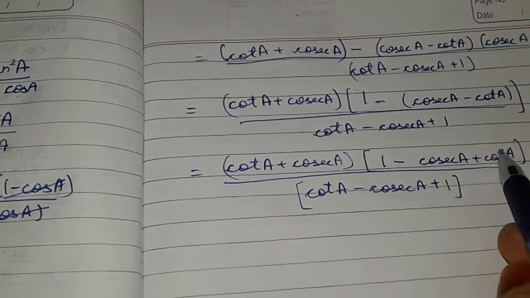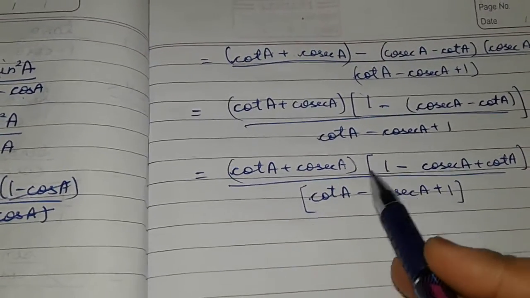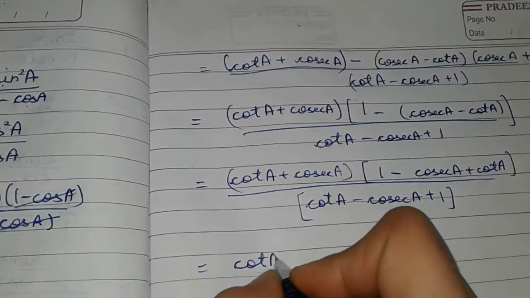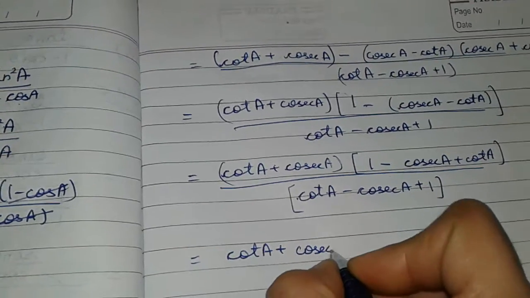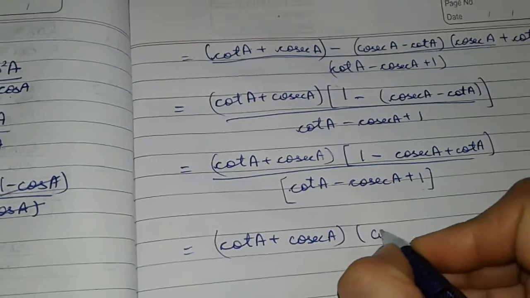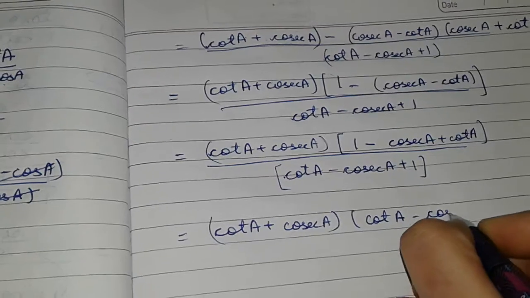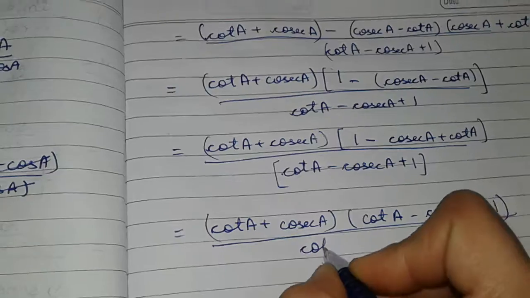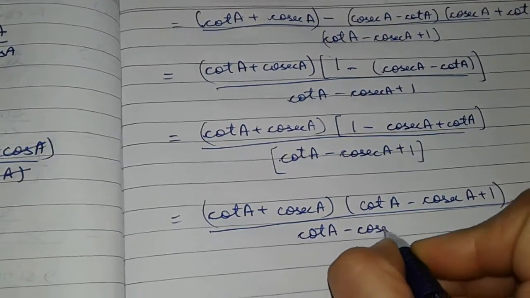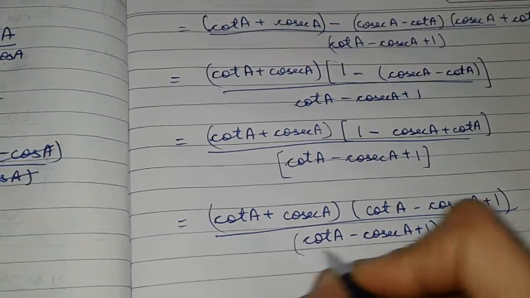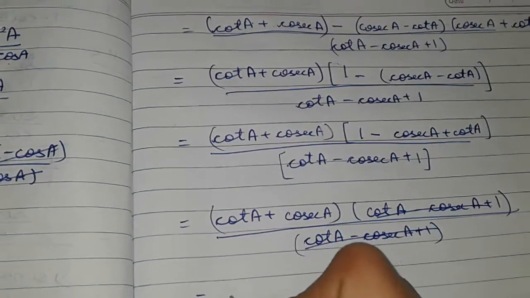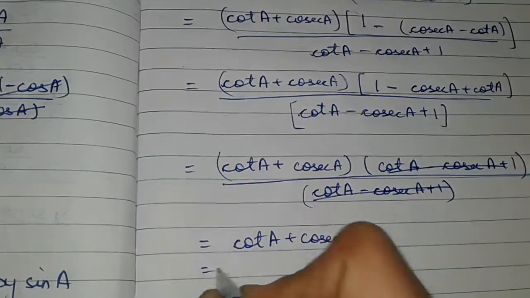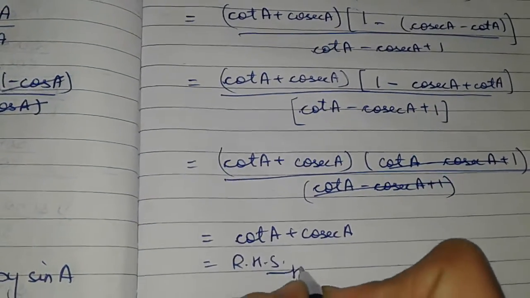Okay, now this is cot A minus cosec A plus 1. Here it is cot A minus cosec A plus 1. Write in this same order as it is in the denominator. It can be written as cot A minus cosec A plus 1. And there again in the denominator it is cot A minus cosec A plus 1. Now these two are same, it will be cancelled out, and the answer is cot A plus cosec A, which is equal to the right hand side, hence proved.